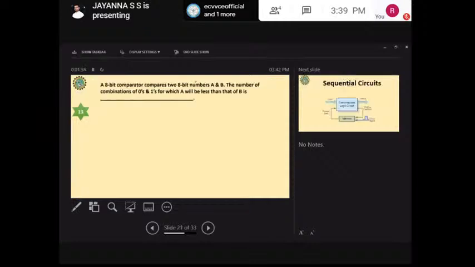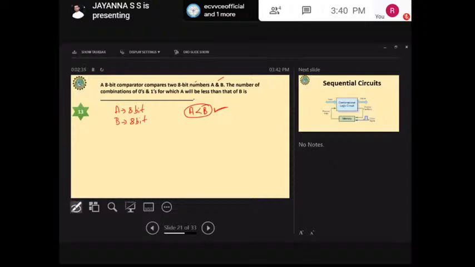Okay, next, coming to the problems of comparator. Here they are given that an 8-bit comparator compares two 8-bit numbers, A and B. That means A is 8-bit and B is another 8-bit. You need to identify the number of combinations of zeros and ones for which A is less than B.